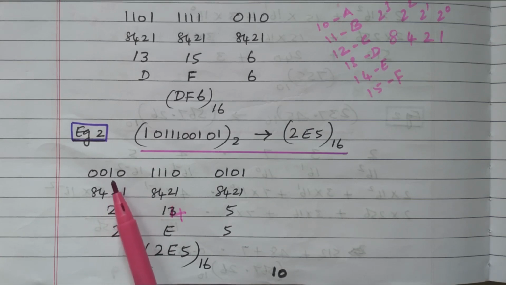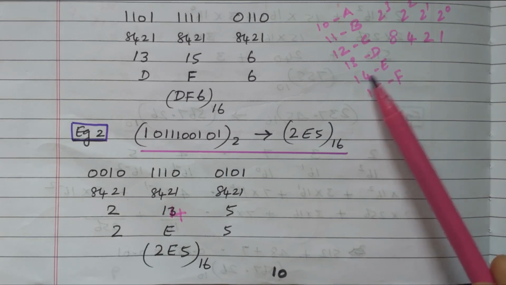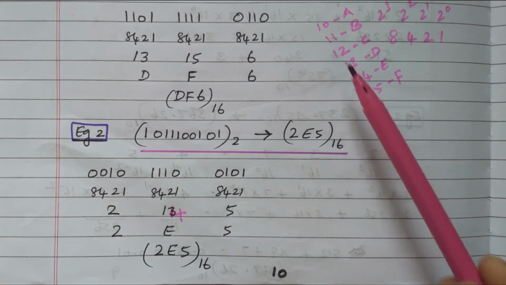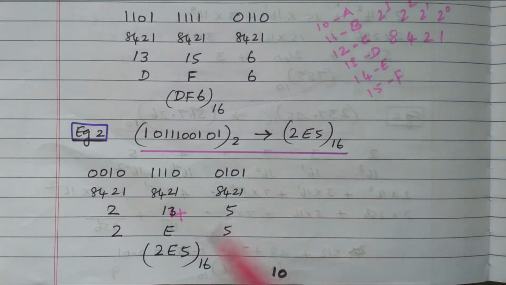Similarly, the third group, starting from LSB, only the second digit is available. So 1 into 2, 2 only. This 8 is 0, 4 is 0, and this 1 also 0. Only 2 is available. Now we got 2, 14, 5. This 5 is written as it is. 14, what is the value here? 14 is nothing but E, because in hexadecimal, 0 to 9 as it is in decimal, from 10 onward it is alphabetic: A, B, C, D. So 10 is A, 11 is B, like that. So 14 is E. These two as it is. So 2E5 is the hexadecimal equivalent of this given binary number.